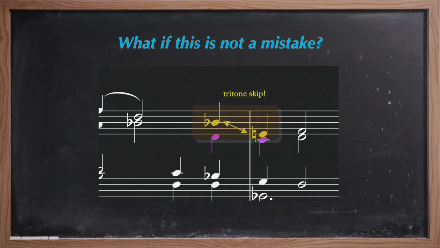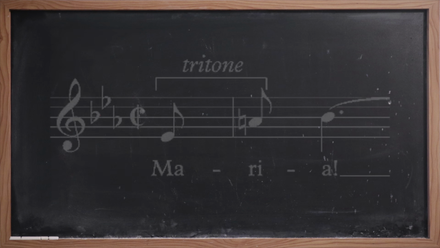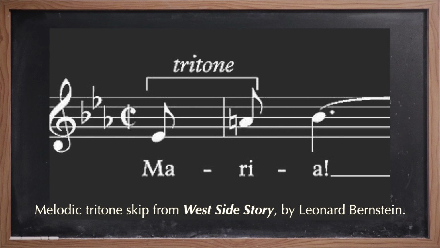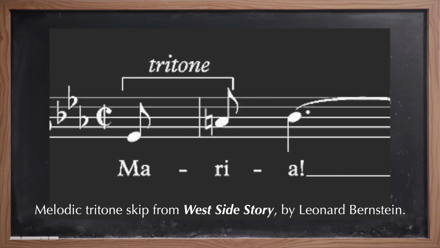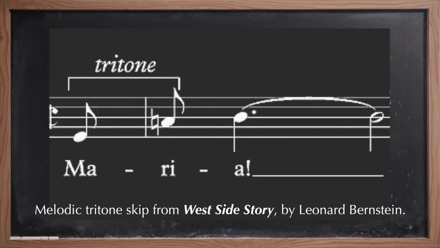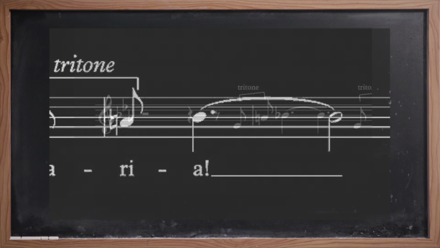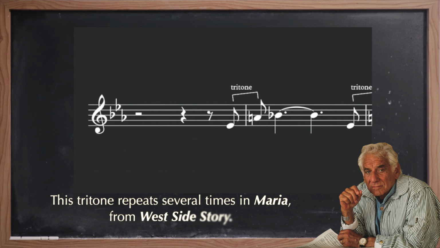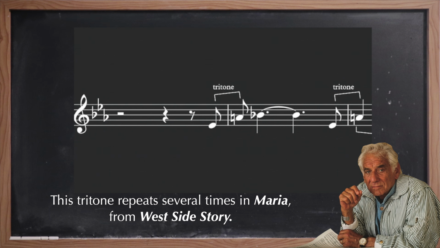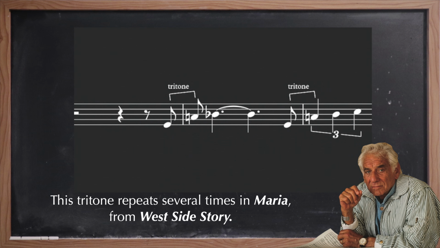Now, some of you might be asking, well, what if it's not a mistake? Most of the time, when a piece of music has a tritone in it, it's not going to just have one. It's going to have repeated tritones, because that communicates that it is intentional. When you have something repeat over and over again, it's obviously not a little mistake that appeared one time within a piece.